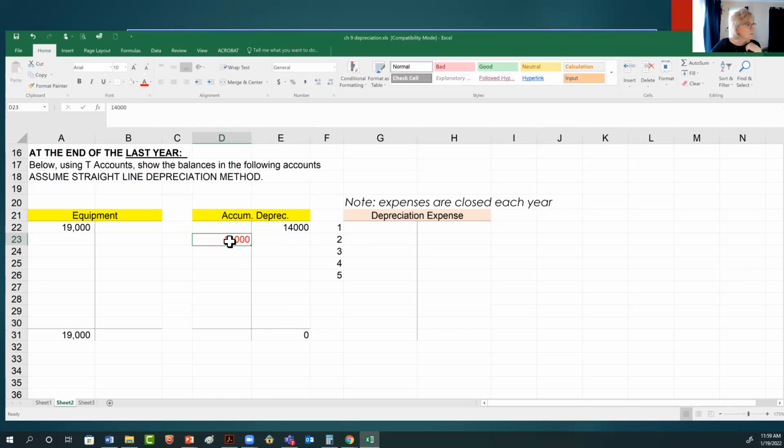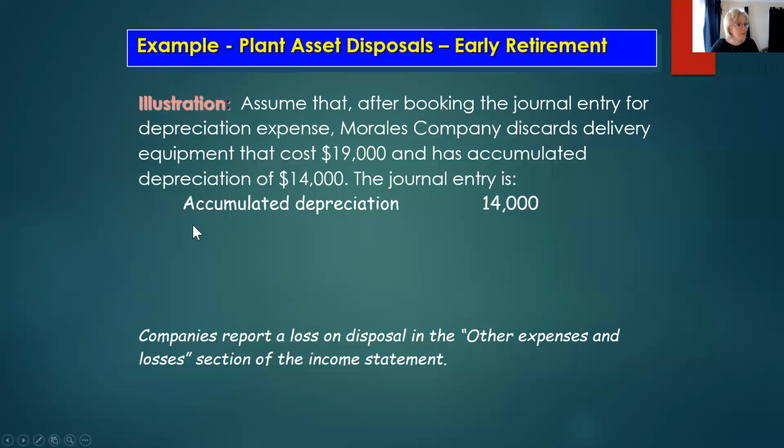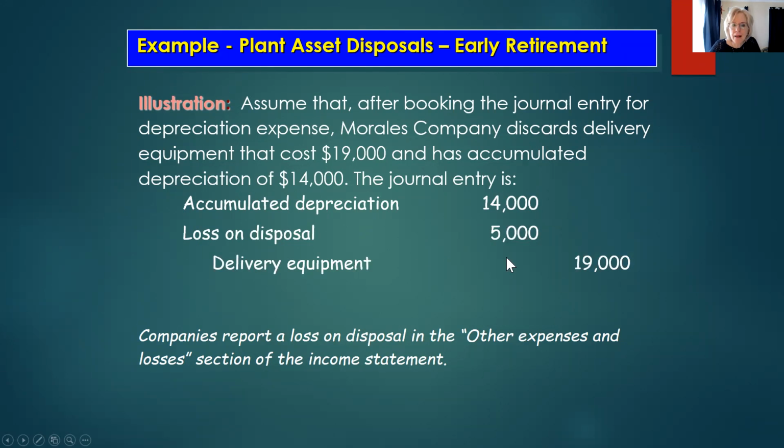So we're going to debit accumulated depreciation. We're going to credit equipment. We know these don't balance, okay? They're going to be off by $5,000, but that's how we build the journal entry. Okay, so to make this journal entry balance, we need a debit of 5,000.